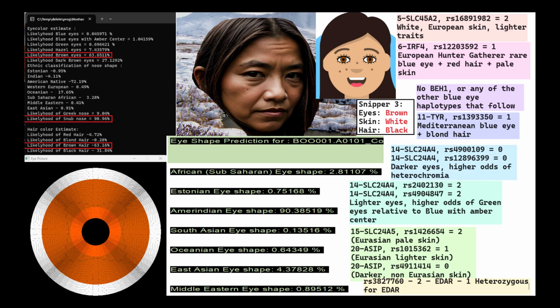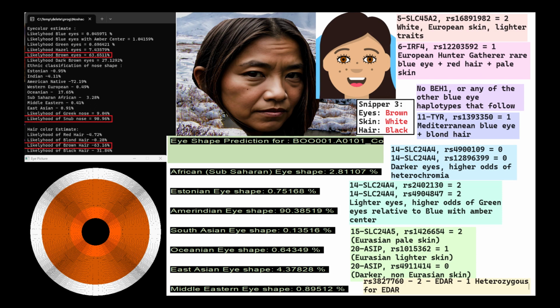With my NOSHACOT tool, she's predicted to have brown eyes, a snub-shaped nose, and brown hair. She did not have even BH1, blue eye haplotype 1, or any of the other blue eye haplotypes that follow, so definitely very dark colored eyes. With Snipper, she's also predicted to have brown eyes, white skin, and black hair. And with Y-Sec, she's predicted to have pretty much the same phenotype: brown eyes, white or light colored skin, or kind of light olive, and brown or black hair.